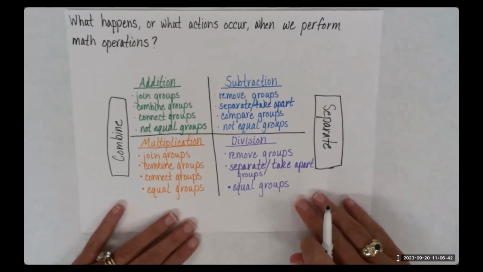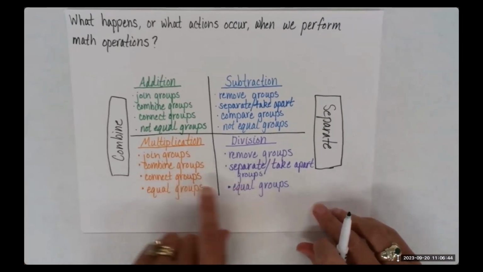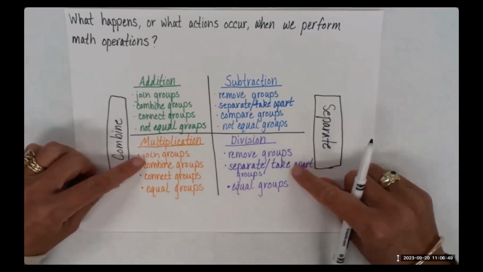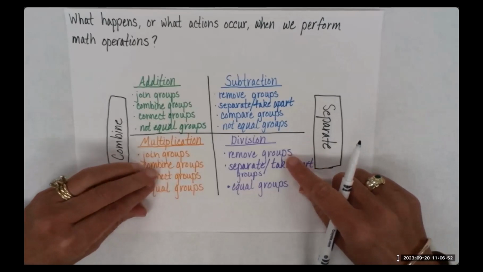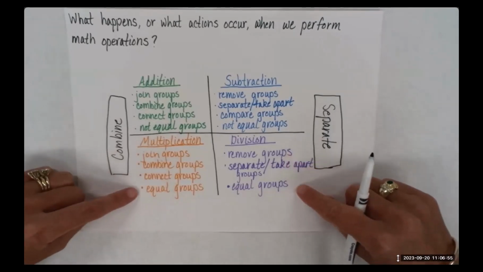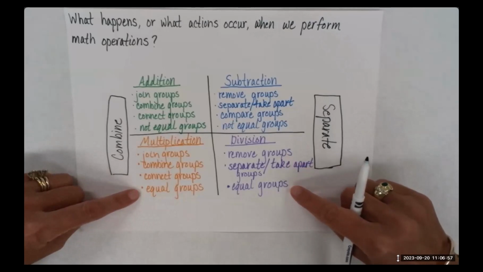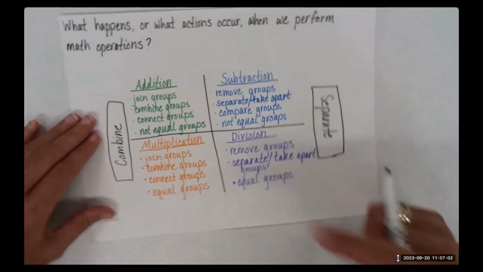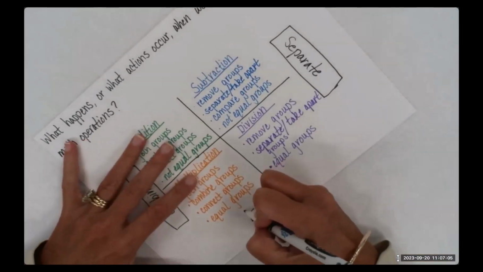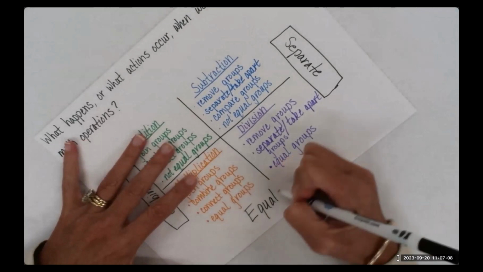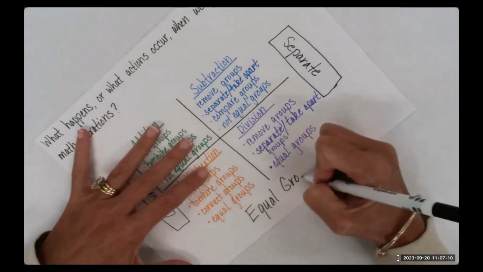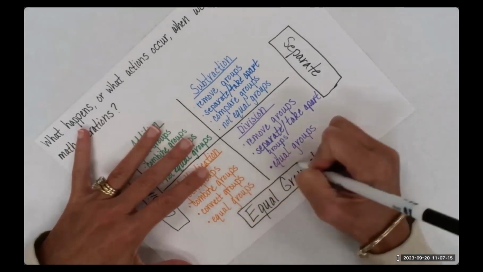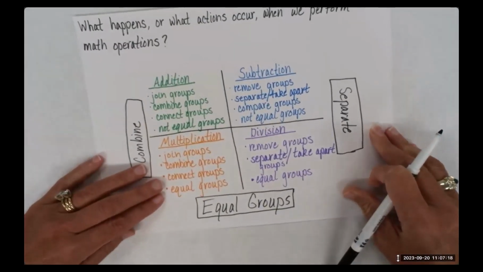Then I get into talking about, okay, well, let's compare multiplication and division. And we go through and we talk about how their actions are totally different. We're joining groups in multiplication, we're removing groups here. But the thing that is the same is that when we are multiplying or dividing, we are doing this with equal groups. So I write across the bottom so that students recognize with multiplication and division, we are removing or separating equal groups, or we are combining equal groups.